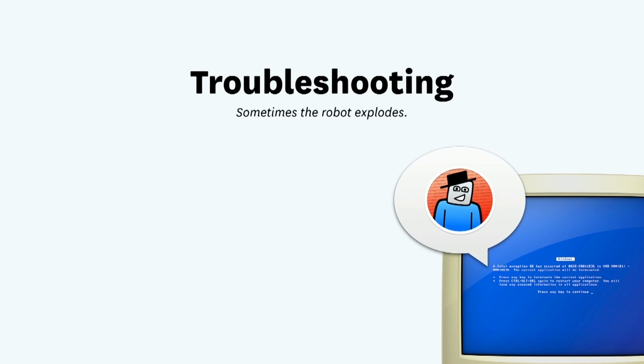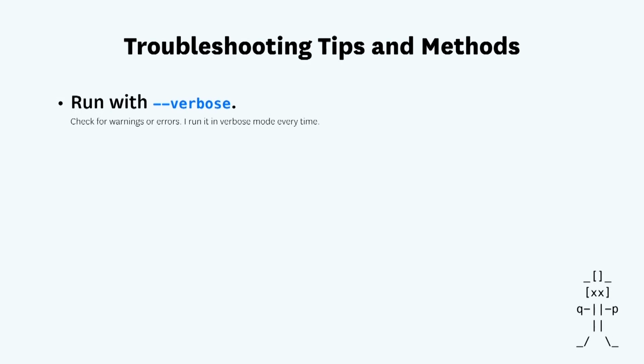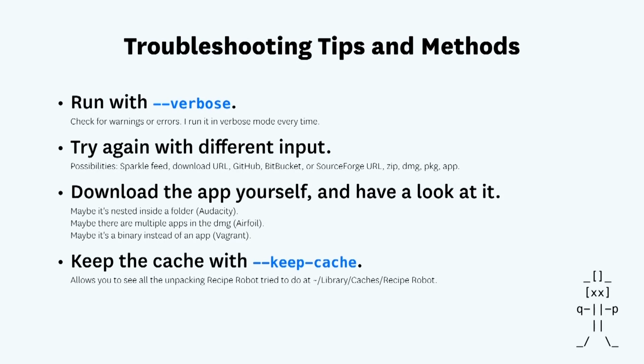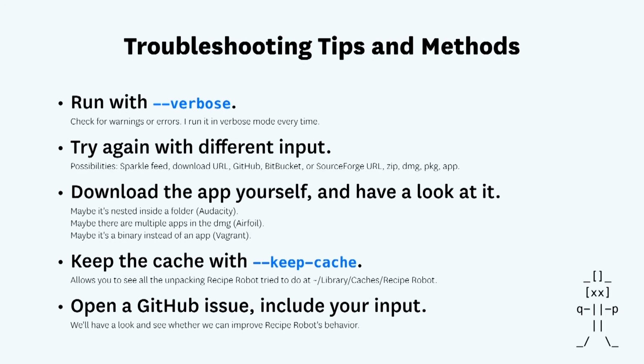Troubleshooting. There's just a couple tips. Recipe Robot doesn't always work for everything. Here are some things that have worked for me to try to get around some of the problems we've had. Running it in verbose mode gives you a lot of extra information and can potentially point out what's going wrong. Keep cache is something that people don't often use, but it can be really useful, especially if it's downloading a package. Opening a GitHub issue with us is kind of the last resort, but tell us what the input is you're using, and we'll actually run it and take a look at it and try to fix it. But most of the time, it's something that you can find out more yourself first.